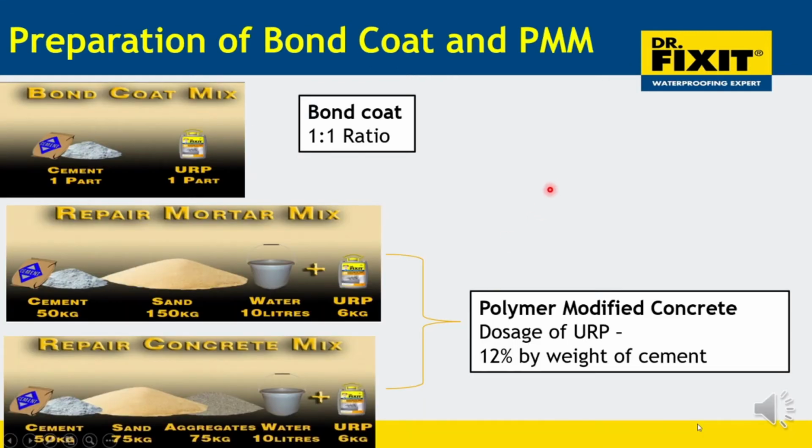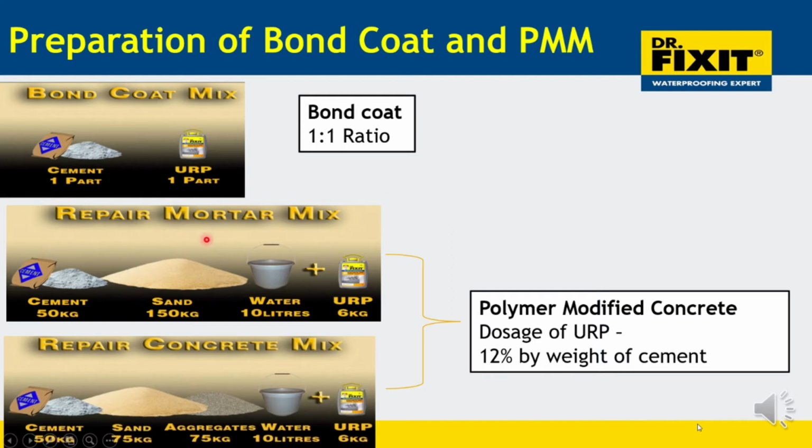With the help of this chart, this slide, I would like to explain how to make the bond coat, how to make repair mortar, and how to make repair concrete mix. It is very simple. A bond coat is used for joining the old and new surface. The ratio is 1 part cement and 1 part URP. Mix and apply. When there is tackiness, then you can do the job over it.